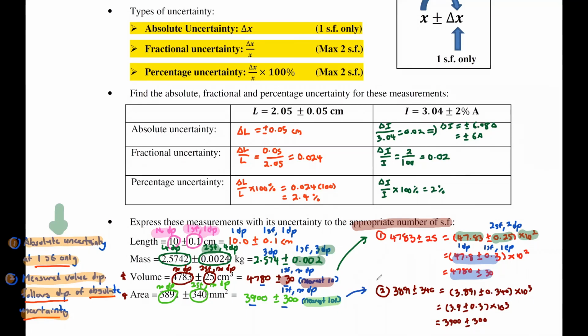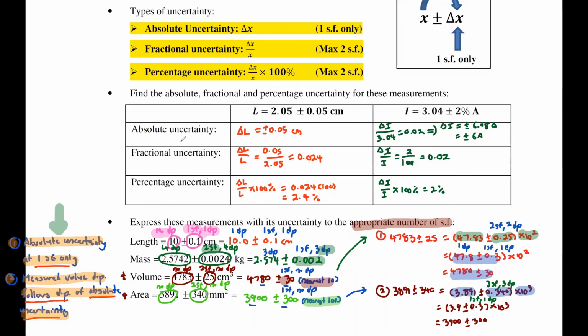Lastly, area equals 3,891 plus minus 340. It can be re-expressed as 3.891 plus minus 0.340 times 10 power 3. Now with the decimal places here right now, we can see that the absolute uncertainty is in 3 SF, 3 dp. According to the first rule, this needs to be written in 1 SF, so it will be written as 0.3. It is now 1 SF, 1 dp.